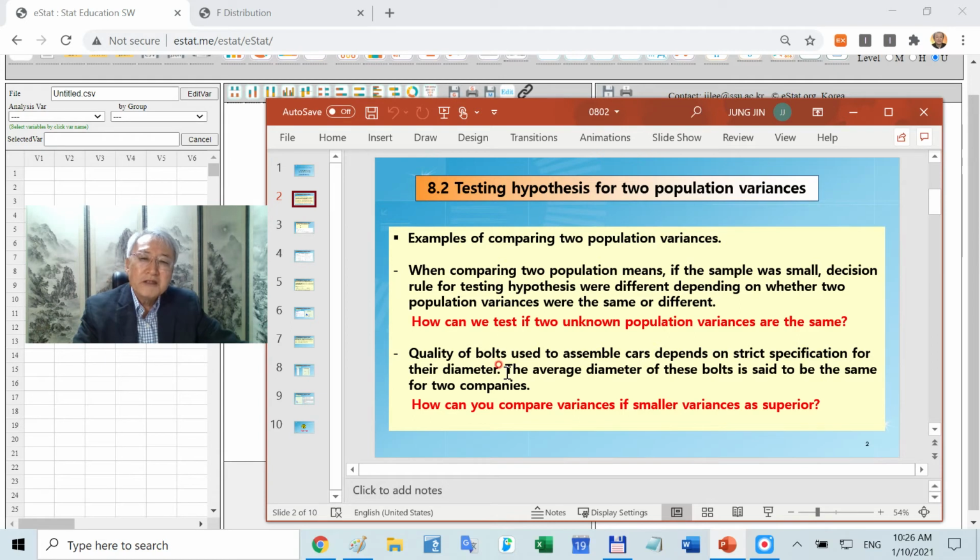A more practical example looks like a quality control problem. Suppose you have two companies which produce bolts. They might have the same average diameter, but if the diameter variance is smaller than the other company's, that means you make a good product. Why do variances matter? If variance is small, you are producing accurate bolts, accurate product. If variance is large, there is more chance of defects. Therefore, testing variances is always used to check the quality of a product.